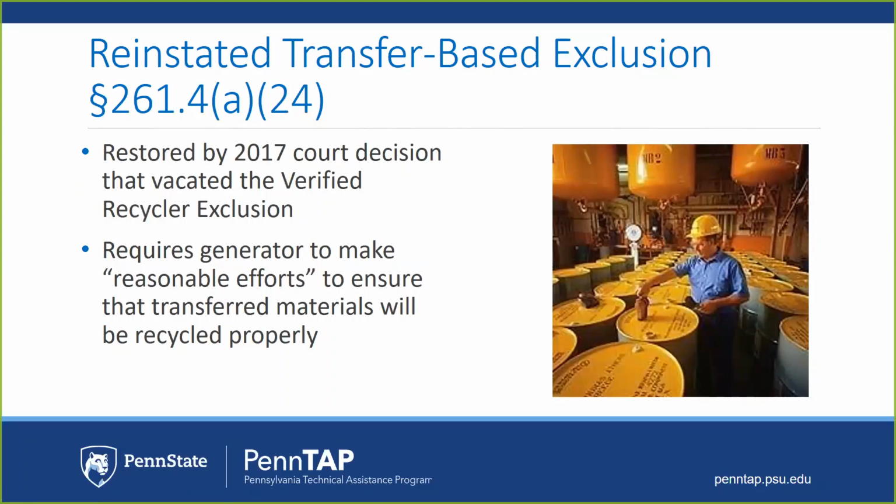The 2018 Final Rule does retain several provisions from the now vacated verified recycler exclusion. Retained provisions include allowing certain petroleum catalysts to be recycled, adding a standard for containment of materials prior to recycling, and requiring emergency preparedness and response measures.